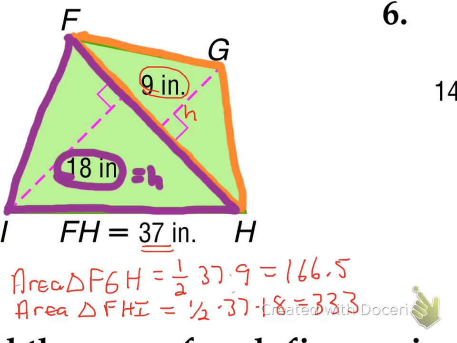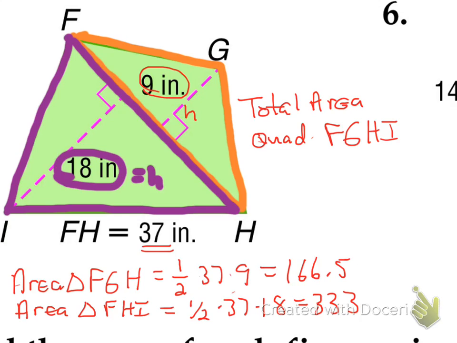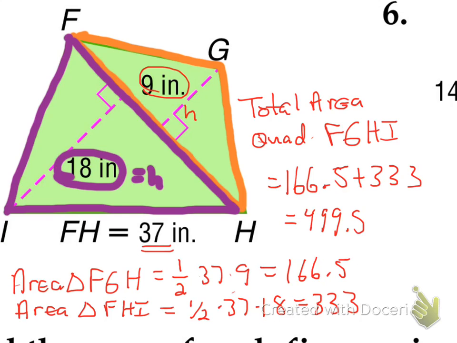So the total area of quadrilateral FGHI is the area of its two parts put together. So that would be 166.5 plus 333. And that's 499.5. And the correct unit would be square inches.